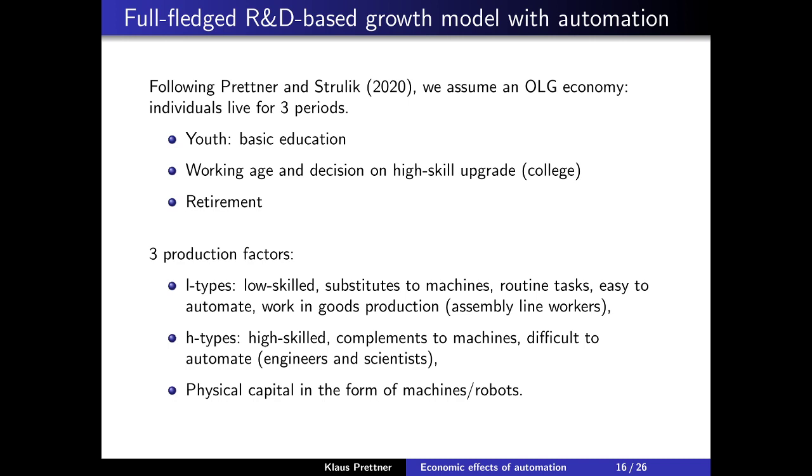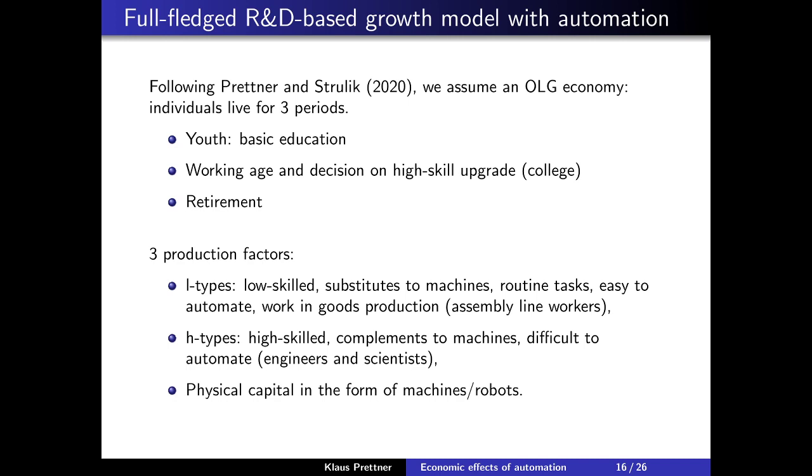In youth, they don't make economic decisions, they get basic education by compulsory schooling, and they get consumption from their parents. In the working age, people decide upon how much of their income they want to save and how much they want to consume, and they basically save for retirement, so the third phase in an individual's life cycle. And they make a second decision, and that is whether or not they want to upgrade their skills, so whether or not they want to obtain a university or college degree.